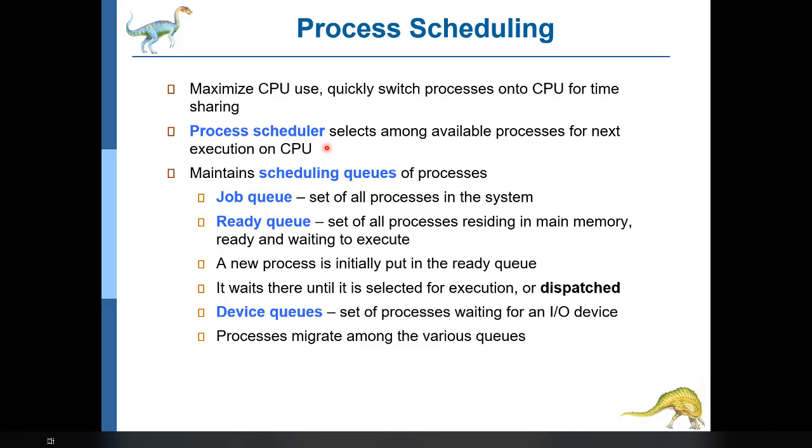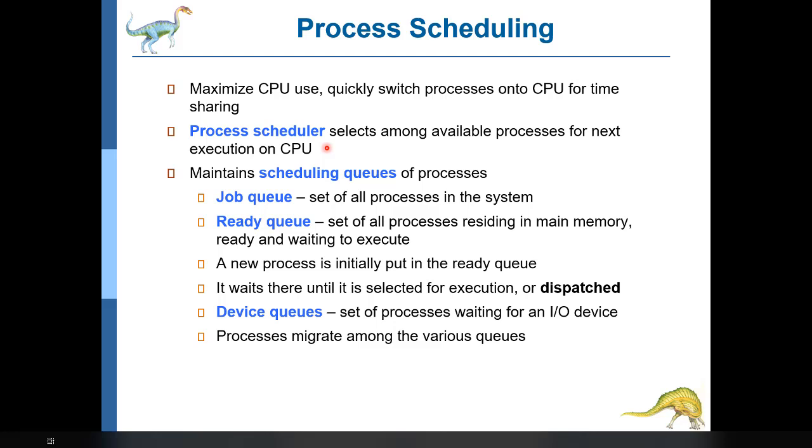So for that purpose, the operating system maintains scheduling queues of processes, and there are three different queues we study here. One is the job queue, which means all processes in the system. Some processes may be in the RAM, some processes may not be in the RAM because they have been sent to hard disk for temporary suspension. This is called a job queue.